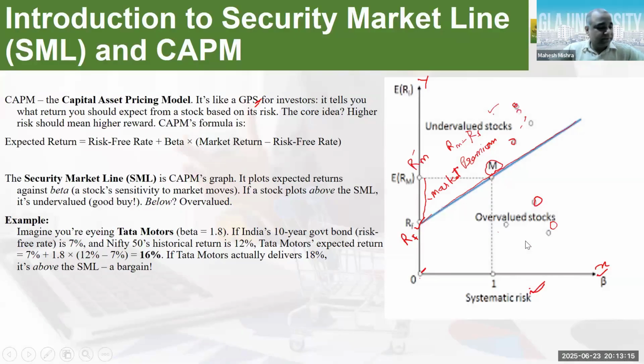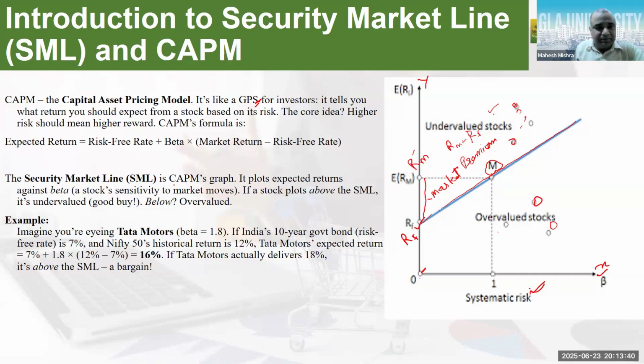So what is recommended to an investor? Always buy the undervalued security. It is better for us. So this is the interpretation of the security market line graph.